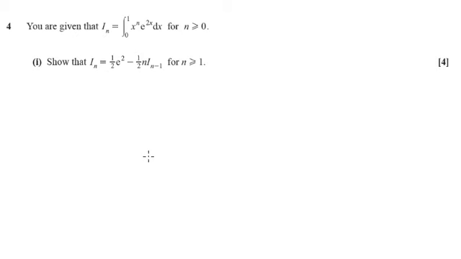Okay, question 4 part 1 is our reduction formula question. So this time we've got the integral of x to the n e to the 2x dx, and we're showing that it's equal to half e to the power of 2 minus a half n I of n minus 1. So this looks like we're only going to need to do integration by parts once.